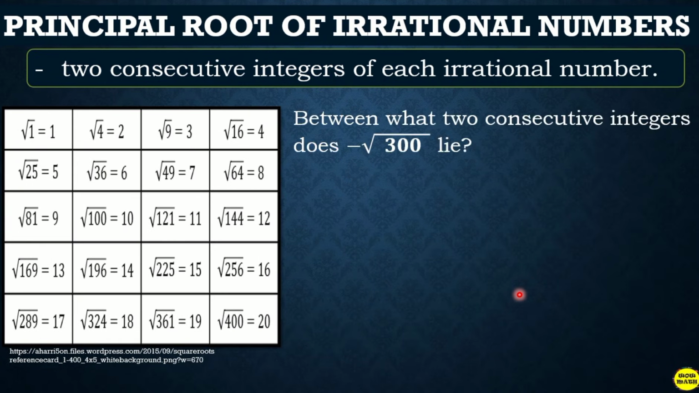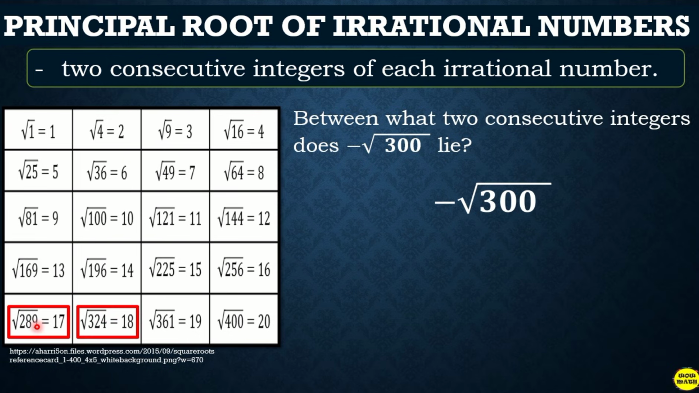Let's have the last example. Between what two consecutive integers does negative square root of 300 lie? So, kunin naman natin yung 300. Nasa gitna siya ng square root of 289 and square root of 324. So, saan natin ilalagay si 324 at 289?